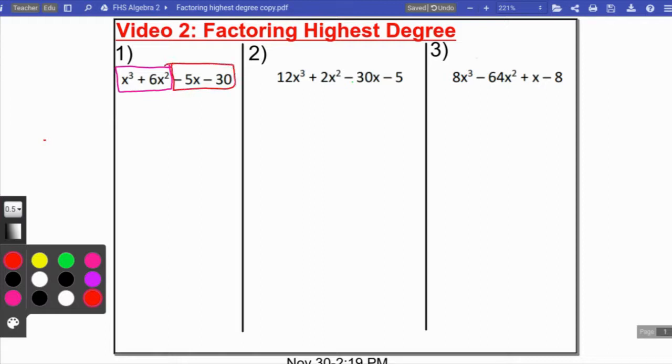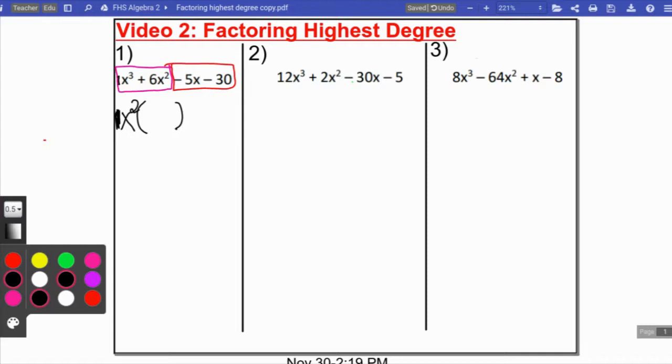So what I'm saying is this. For this one, there's an invisible 1 right here that you can't see. A 1 and 6. What's the lowest term that can go into 1 and 6? Definitely just 1. Next, I see x. x is definitely a common term. But what's the lowest common term between 3 and 2? The 2. You write it right here, and then you open the parentheses.